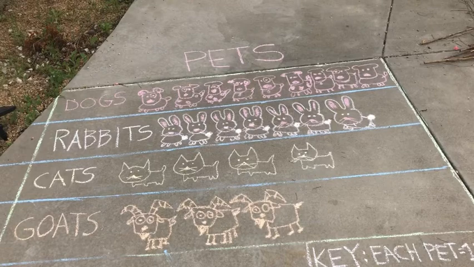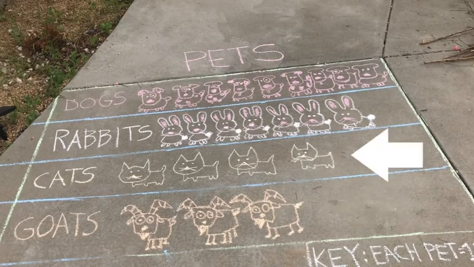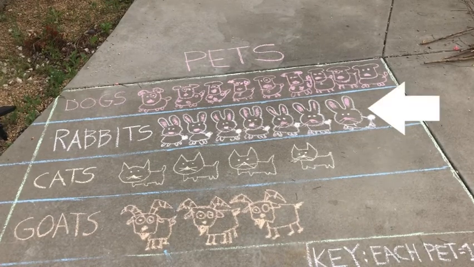You can look at our pictograph and be able to identify the data from this graph. We could see that there were 3 goats, 4 cats, 7 rabbits, and 9 dogs.